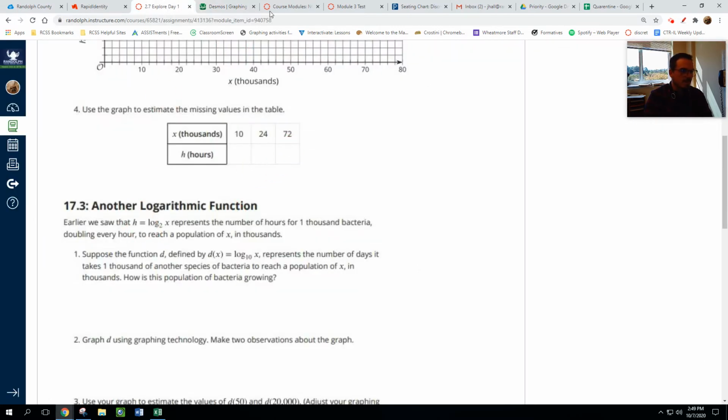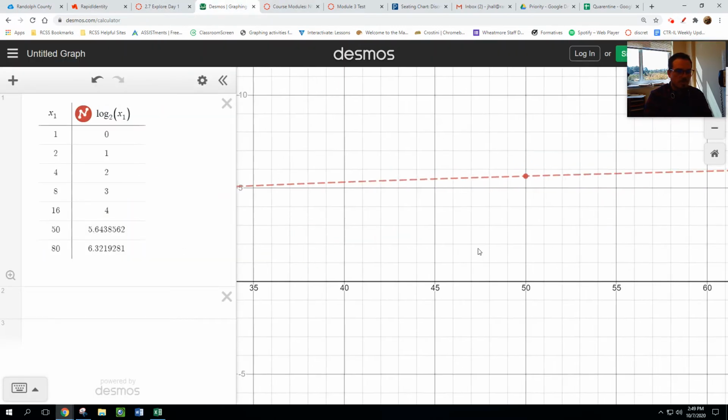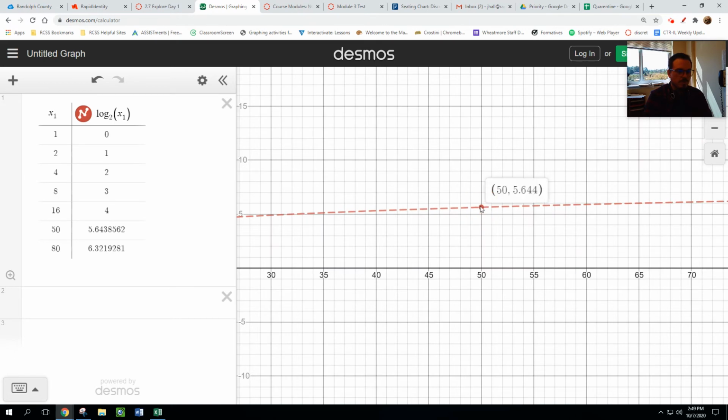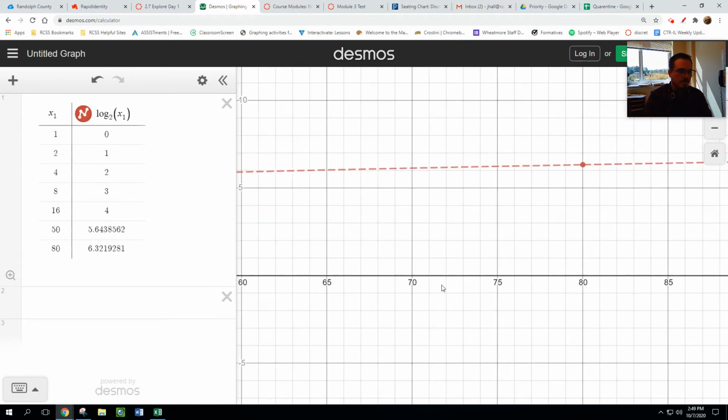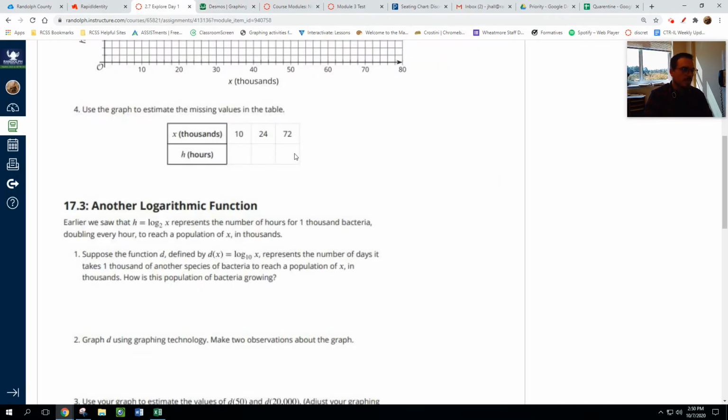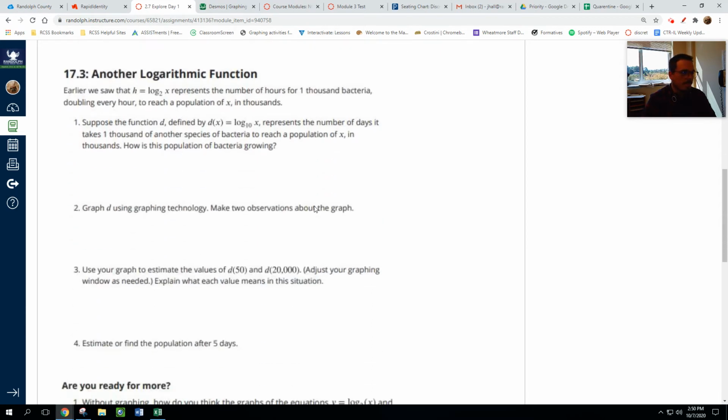Then the next one's 72. So on your Desmos, just keep on scrolling down, right? Here's 72. Right here, come up. Well, at 80, it's 6.3. So at 72, it's probably going to be a little bit less than that. So why don't we call that a 6.1? And so then you can make those estimates in that table, all at once. There is an estimate, okay?